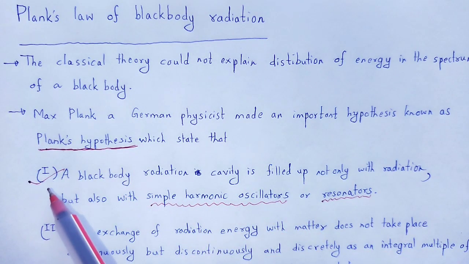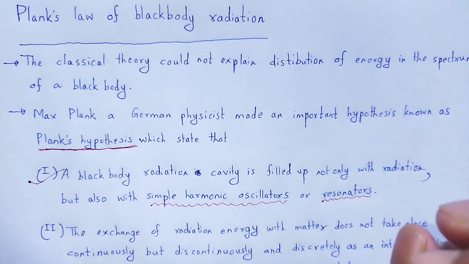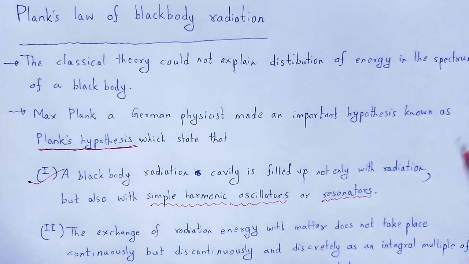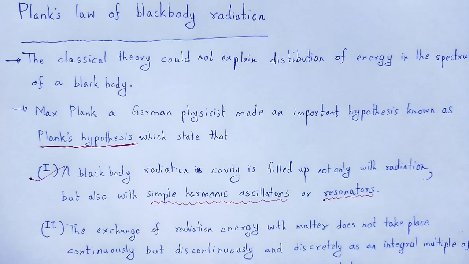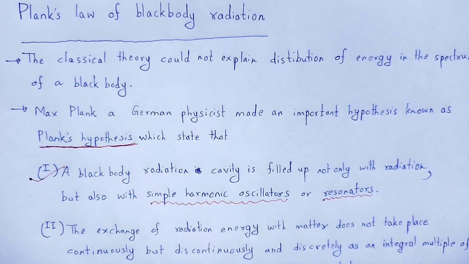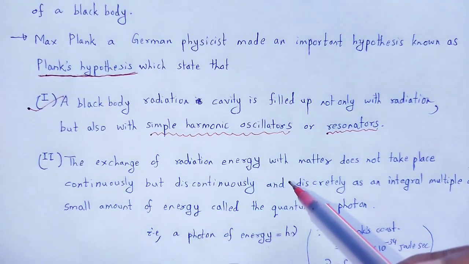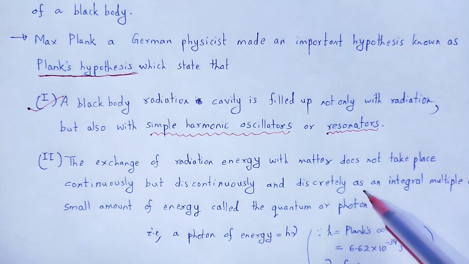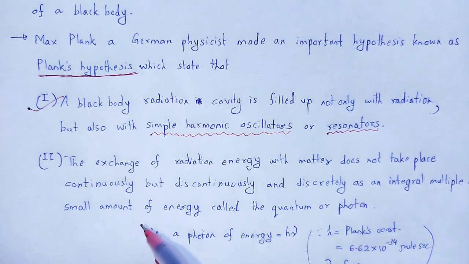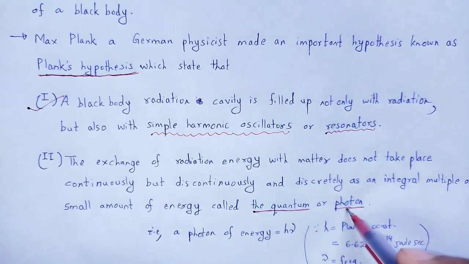The first hypothesis proposed by Max Planck: the blackbody radiation cavity is filled up not only with radiation but also with simple harmonic oscillators. Since they are simple harmonic oscillators, they exchange the energy of radiation. So what would be the energy? The exchange of radiation energy with matter does not take place continuously but discontinuously and discretely, as an integral multiple of a small amount of energy called the quantum or photon.